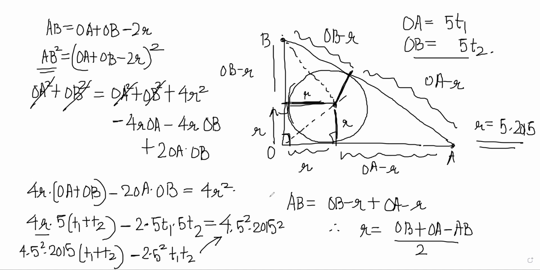Correct. So actually I don't think I needed to expand this. This doesn't help us a lot. We can write it directly from here, I think. We have this relation, right? So I will just use that now. AB square is equal to OA plus OB minus 2R whole square. And I can say AB square was what?